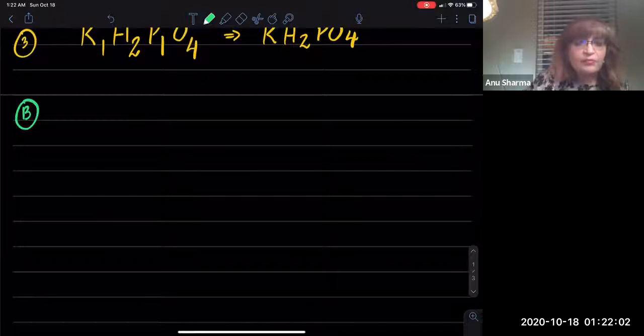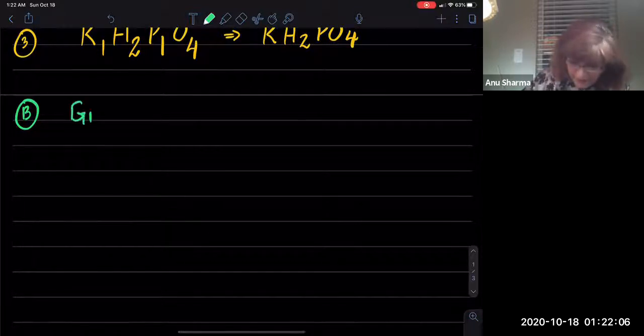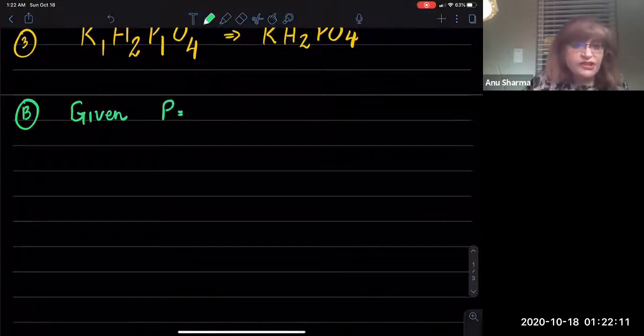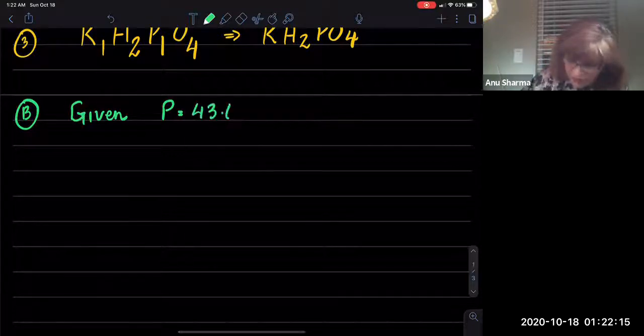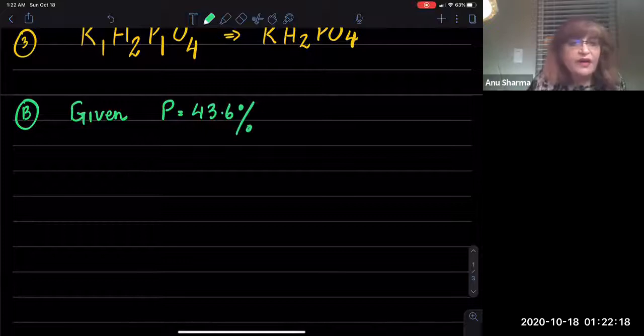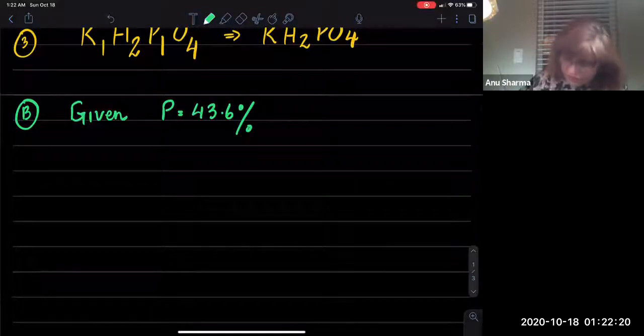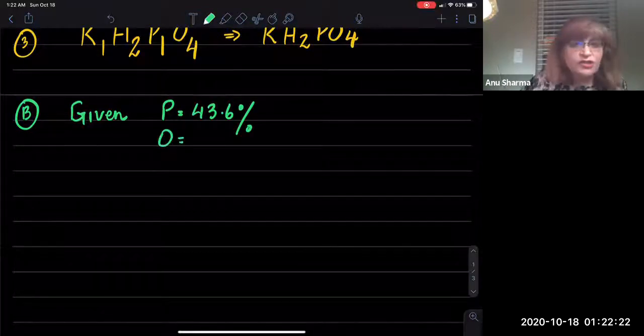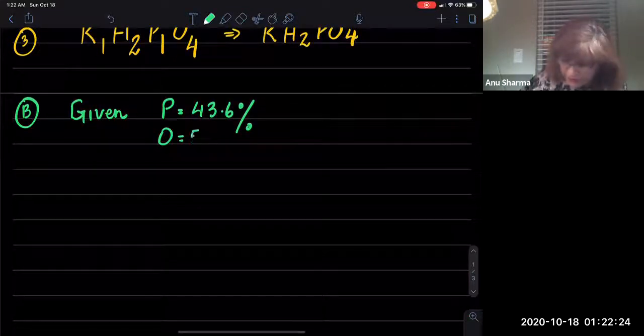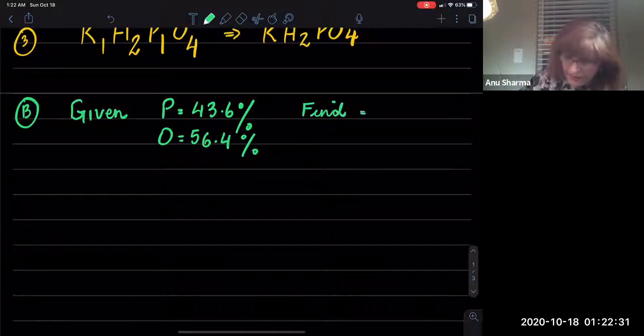In this second problem, you are given phosphorus, which is 43.6%, and you are given oxygen, which is 56.4%. And you need to find the empirical formula.